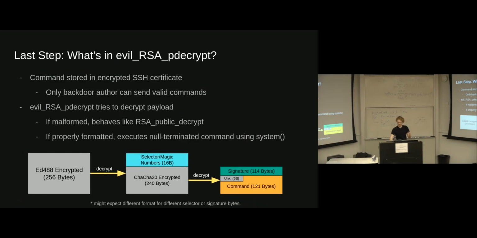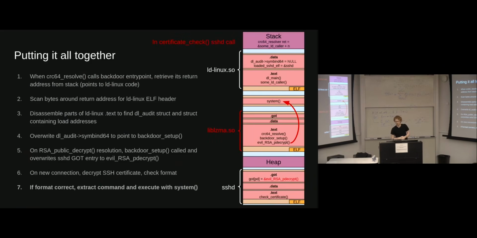So I do have one last slide that's just the structure of this command, but it doesn't matter a whole lot. It's encrypted twice and packaged into an SSH certificate. But at the end, there's just a particular command stored in the last 121 bytes of this SSH certificate that it executes using this system call. So I know that was a lot, all one after the other. Are there questions on this overall structure of how the malware actually works?